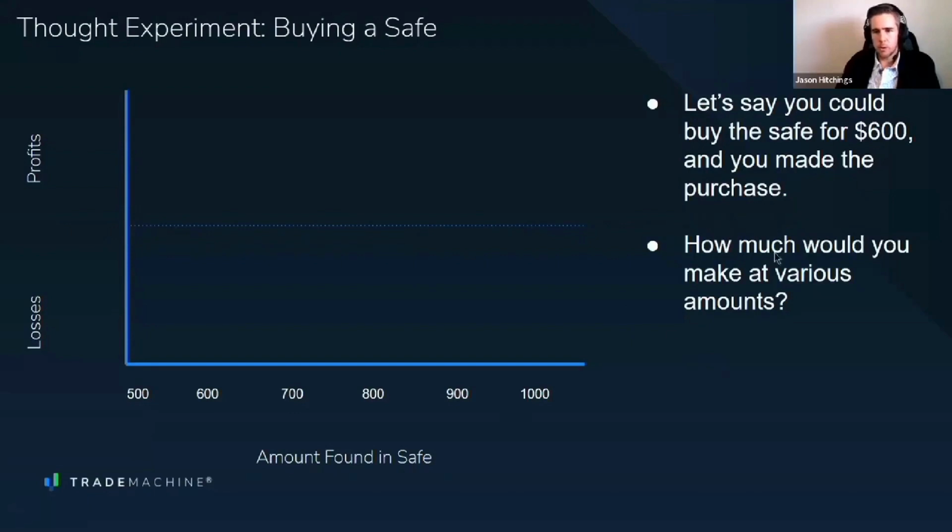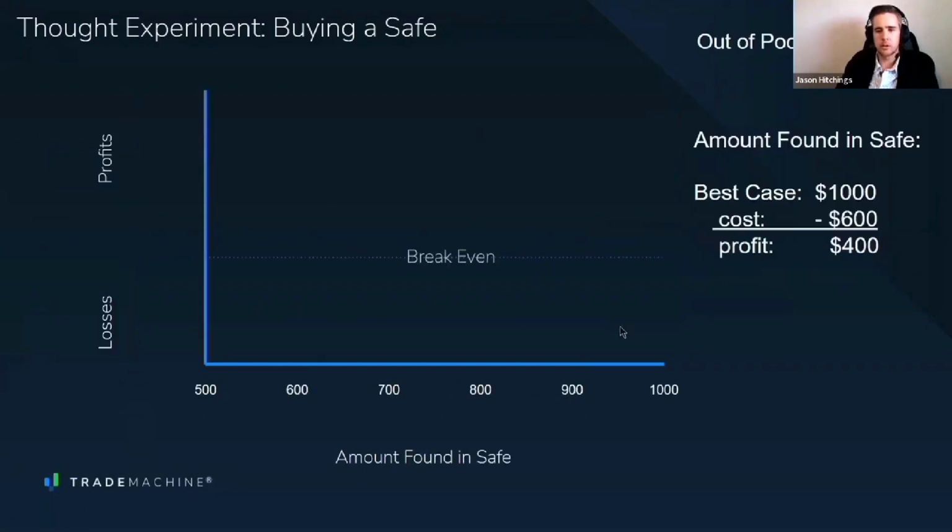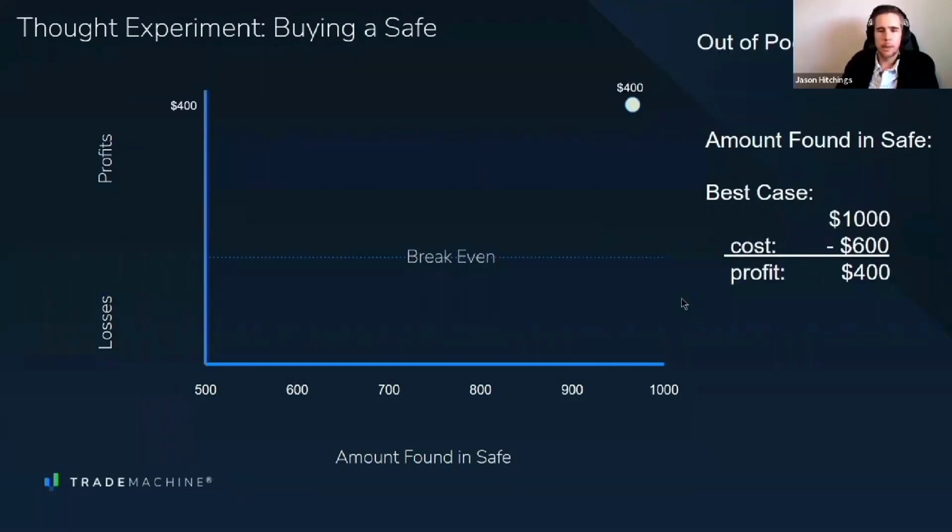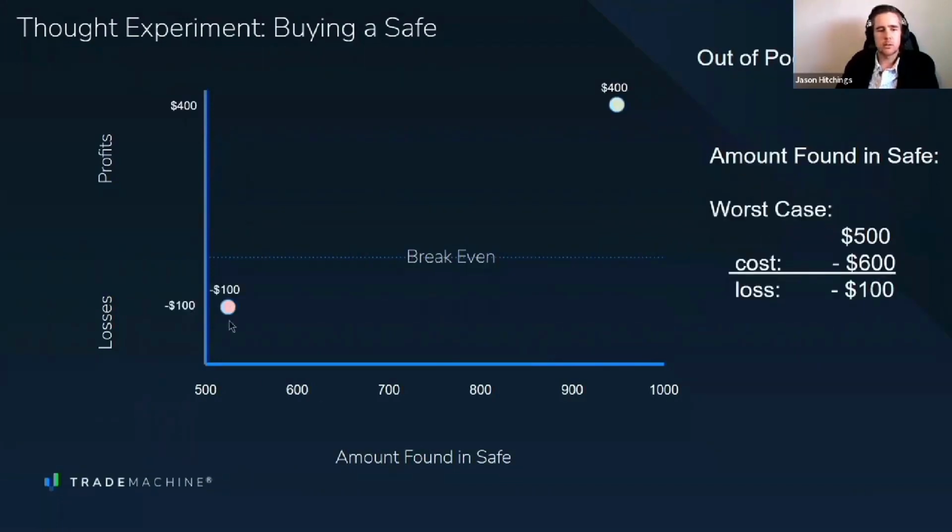For the purposes of this little thought experiment, let's just say that you could buy the safe for $600. The question is, how much do you make depending on how much is in the safe? Well, what's the best case scenario? The best case scenario is that there's $1,000 in the safe. It costs you $600, you make $400. What's the worst case? Well, we said it's around $500. And so in that case, you're out $100.